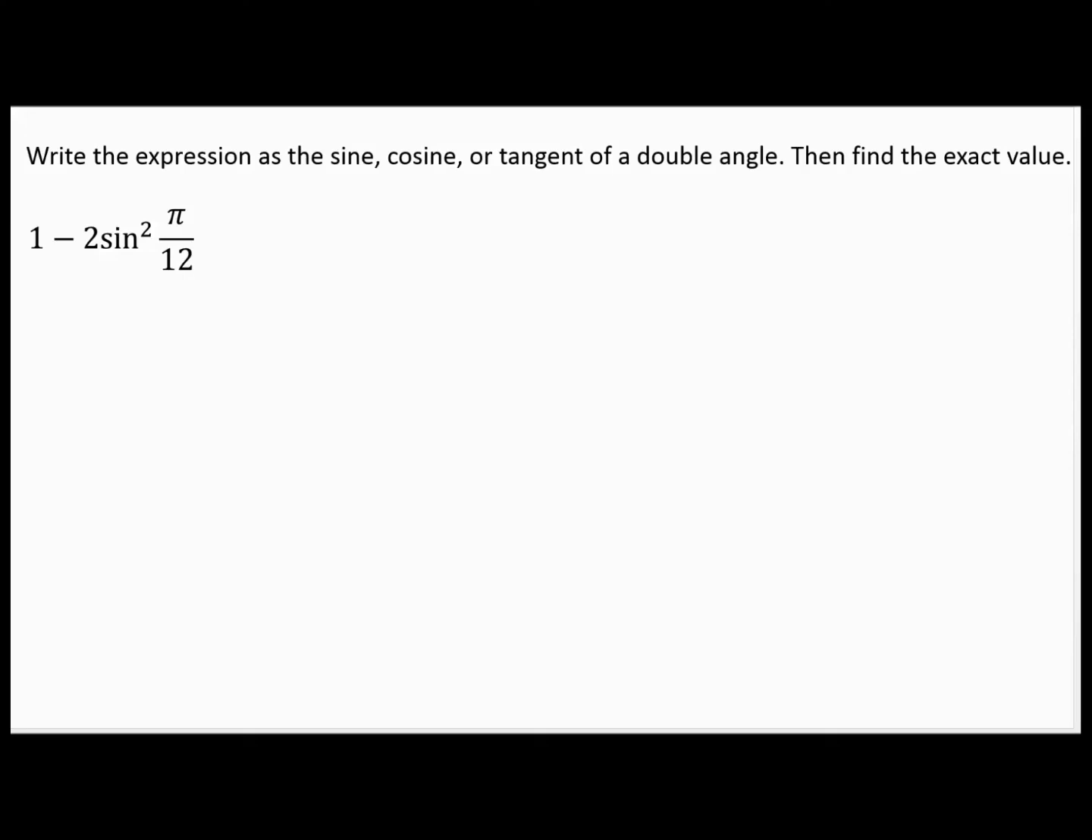In this problem, we're supposed to write the expression as the sine, cosine, or tangent of a double angle and then find the exact value. So if you look at this problem, we can't go straight to the unit circle and evaluate this because pi over 12 is not one of our memorized values on the unit circle. So they're asking us to write this as a double angle.